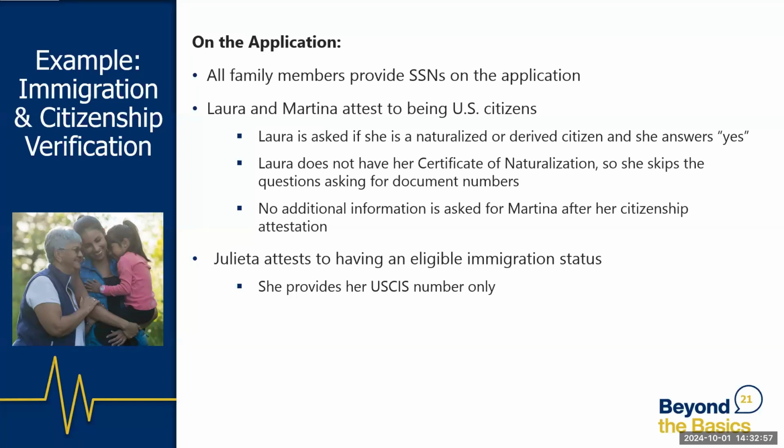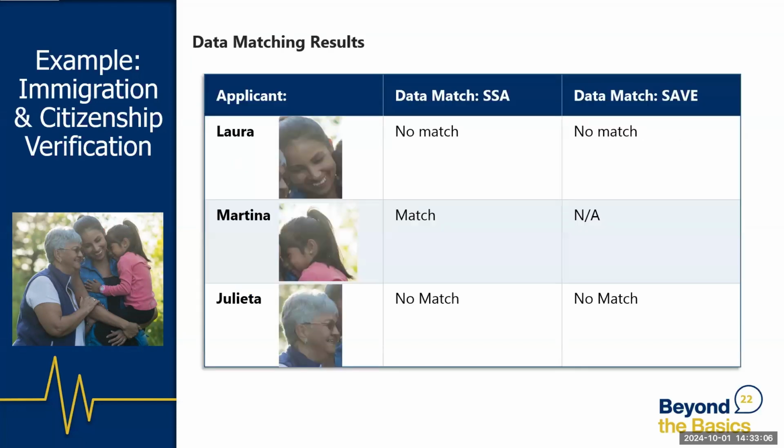Julieta attests to having an eligible immigration status. She provides her USCIS number only. Next slide, please. And we're going to say that we had a match for Martina. We didn't get a successful data match for Laura or Julieta. Next slide, please.